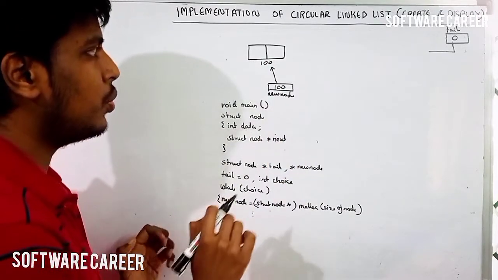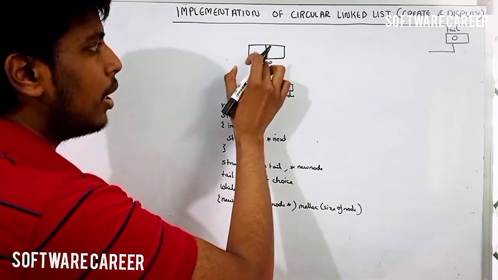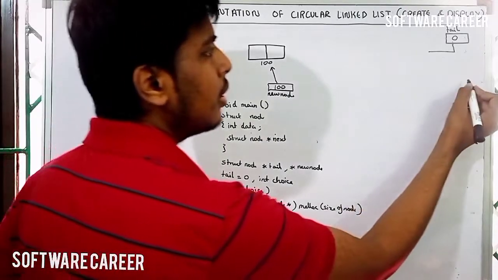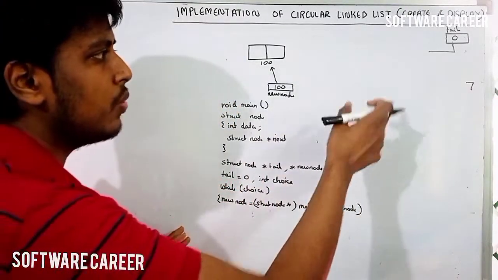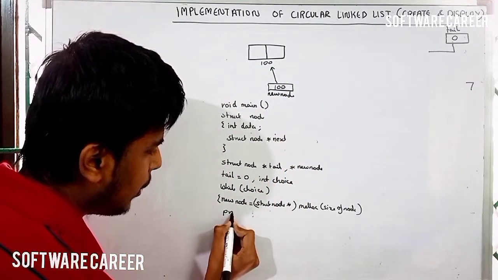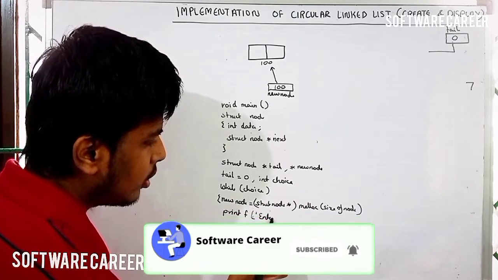Now I have created a new node. Now what should I do? The next step is I should ask the user what data he wants to put into this node. Suppose the user says 7. So I should ask the user what data he wants to insert here. So I'm asking here, printf enter data.